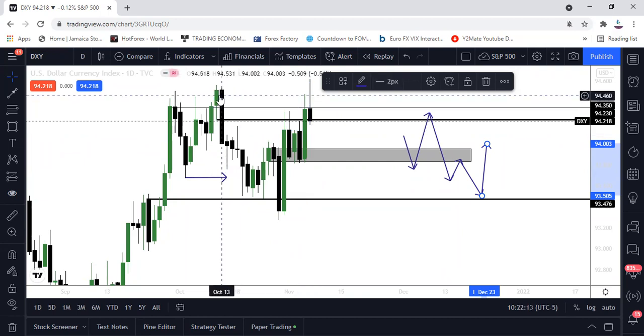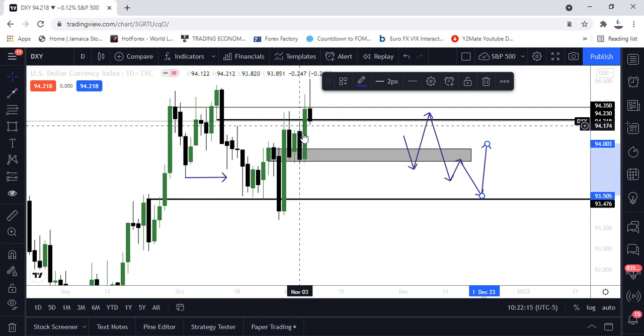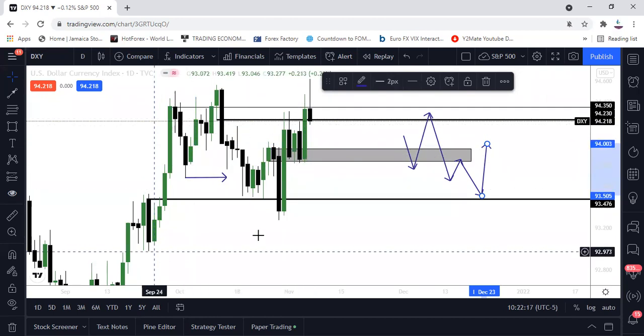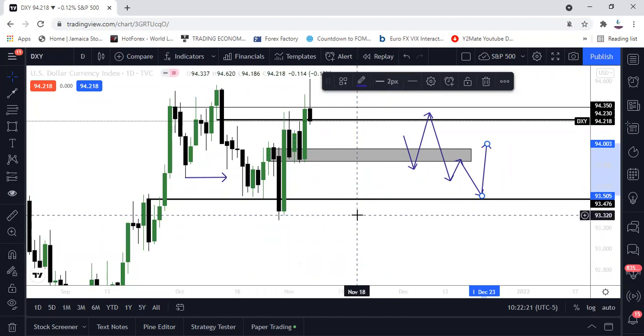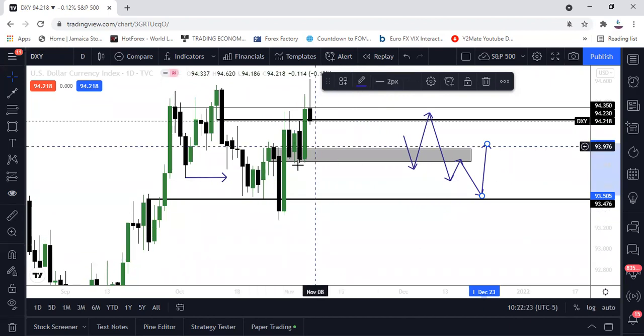But if this gets violated, then I'm looking at all of this down here. All of this down here becomes my focus. And I'd love to see a deeper push inside of this order block.